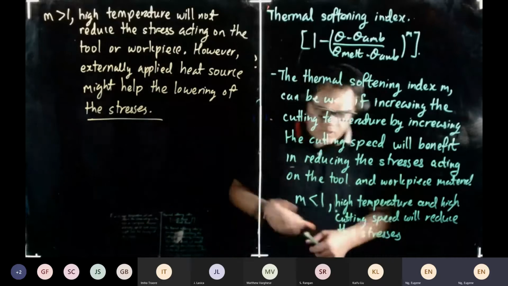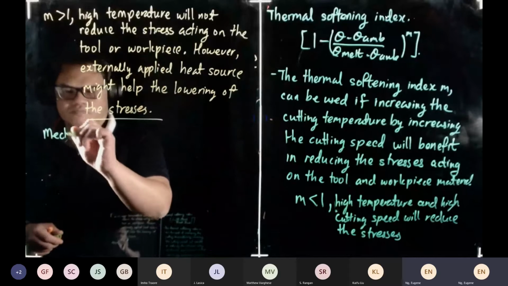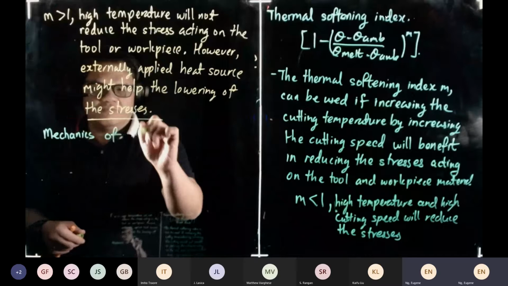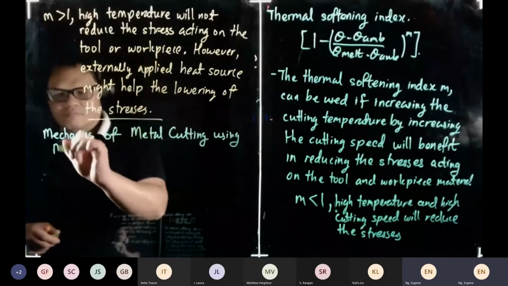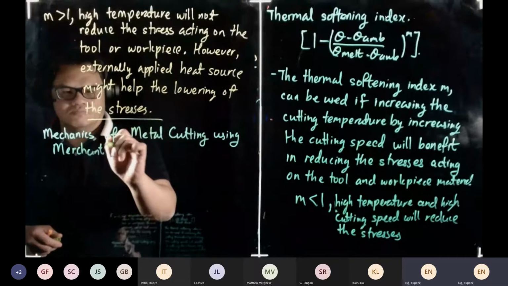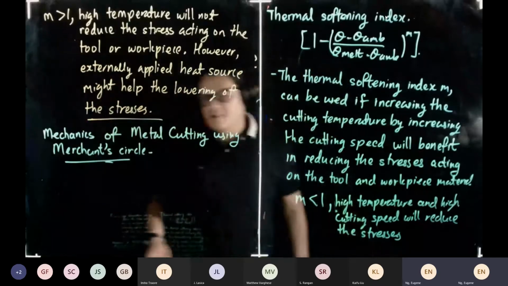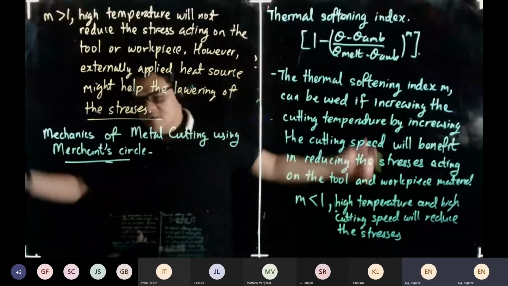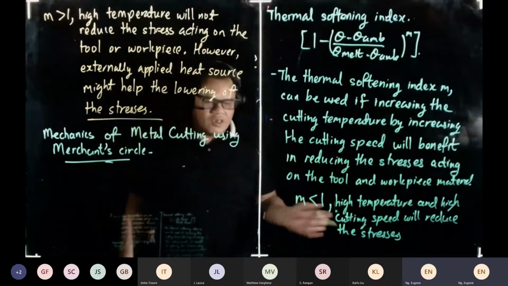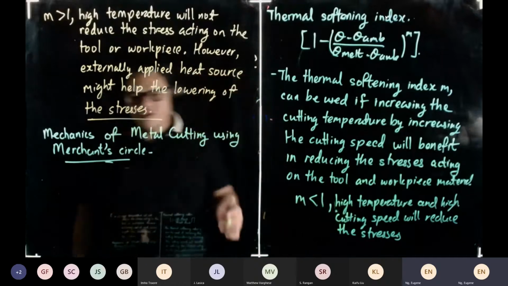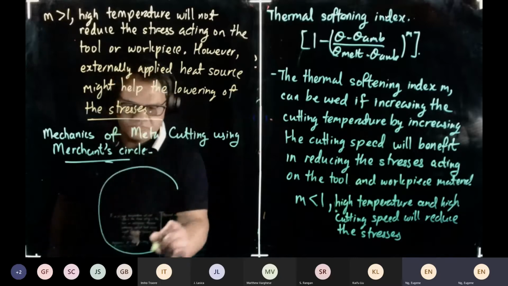The next thing we're going to do is look into the mechanics of metal cutting using Merchant's circle. It's the first mechanics of cutting that we have seen. It was developed in 1942, and we are still teaching it today. It's still valid. Merchant's circle has nothing to do with Mohr's circle. It's just a circle.